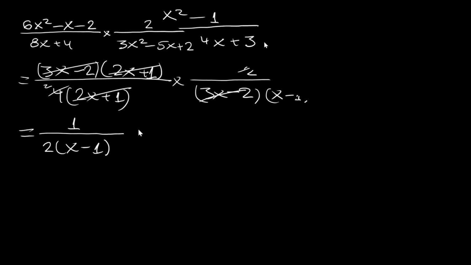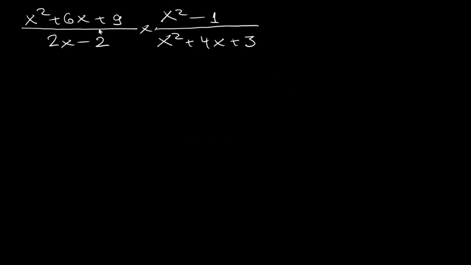Let's keep going. We have x squared plus 6x plus 9 over 2x minus 2 times x squared minus 1 over x squared plus 4x plus 3. Let's start simplifying. The first fraction, the denominator of the first fraction, is simply x plus 3 squared, right? We have the first term squared times plus 2 times this, which is plus 6x, and then we have this squared, which is 9. Let's see the denominator. The highest common factor is 2, and we write down 2x minus 1.